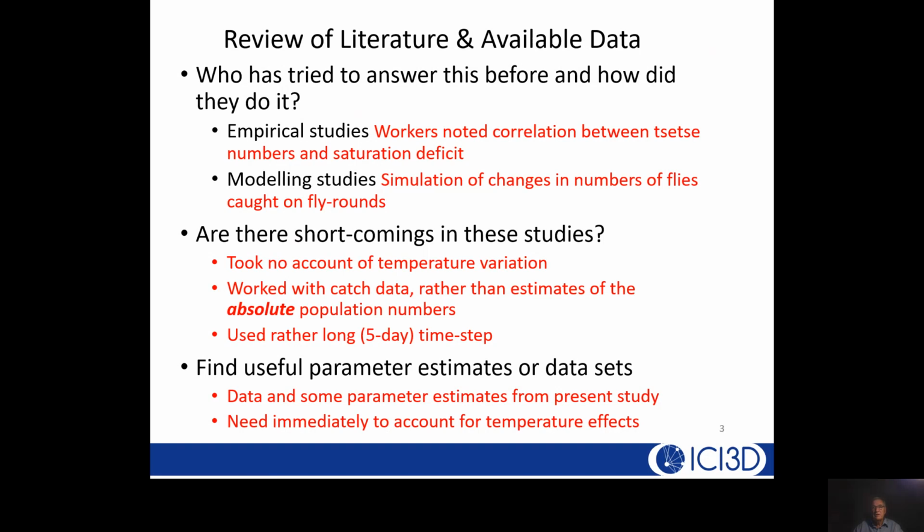Before we get stuck into this, we want to make sure that we're not reinventing the wheel, so let's find out whether anybody else has done this kind of thing before. Well, yes, even way back in the 1920s, workers noted a correlation between the number of tsetse flies and the saturation deficit. Later on, simple simulations were done to show how the numbers of flies caught on fly rounds changed.